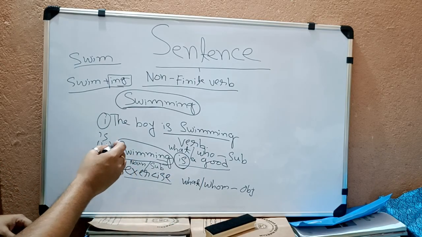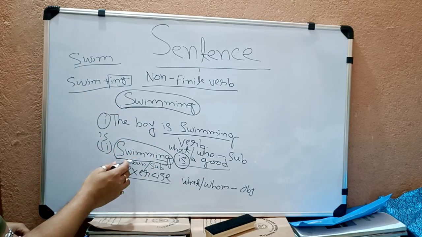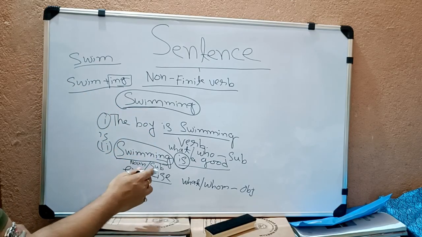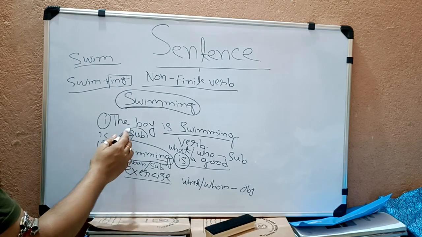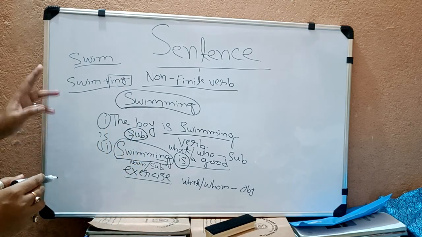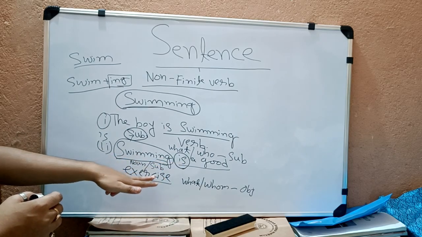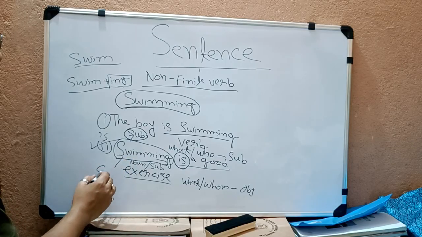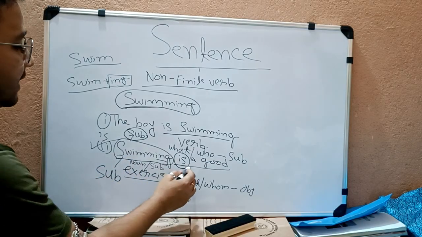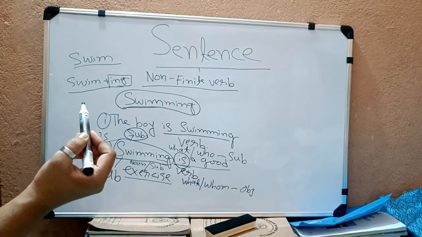So whenever we find the answer to what, we can easily find that swimming is the best exercise, is a good exercise. That means swimming is the subject of the verb. So if I write 'swimming is a good exercise', then it is also a simple sentence. Here swimming is the subject, is is the verb, and a good exercise is the others.